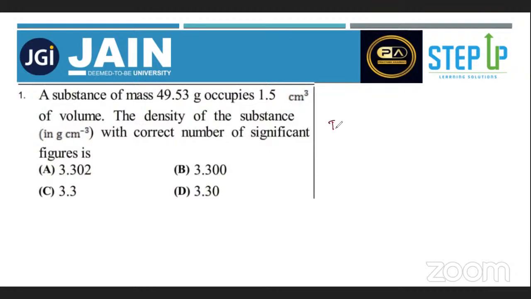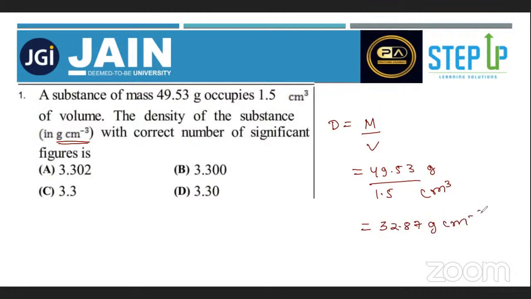For example, I know that the formula for density is mass upon volume. So mass is 49.53 grams, upon the volume, which is 1.5. The mass is given in gram and the volume is given in cm cube. As I have to find the answer in gram cm minus 3 itself, I don't have to do any unit changes. I'm simply dividing them. After dividing, the value I get is 32.87 grams cm minus 3.